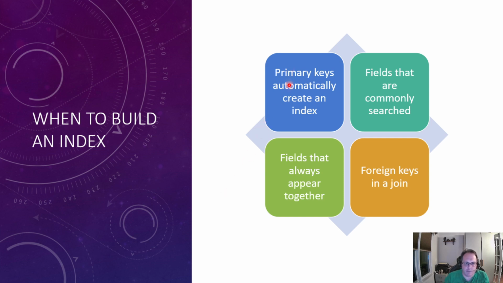All right, so primary keys will automatically build an index. If you're commonly searching a field, build an index. If you have fields that always appear together, we'll do an index, and then foreign keys is my suggestion. I'm going to talk about some of these right now.